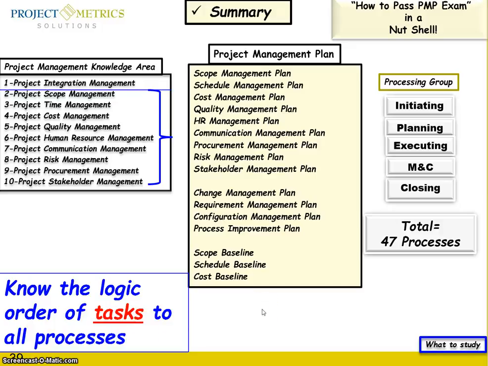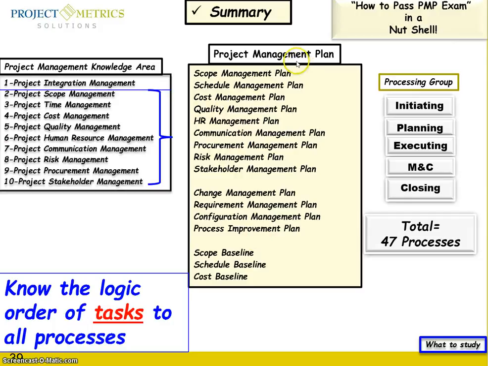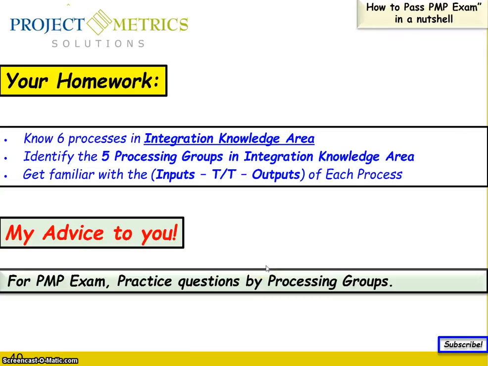So this is the basic thing to do before you attend any PMP class: to get familiar with all the components of the project management plan and the process groups. It makes a big difference. Now your homework is to know the 6 processes in the integration knowledge area. This is going to be our next session. And you identify the 5 process groups in the integration knowledge area, and you know the inputs and outputs.